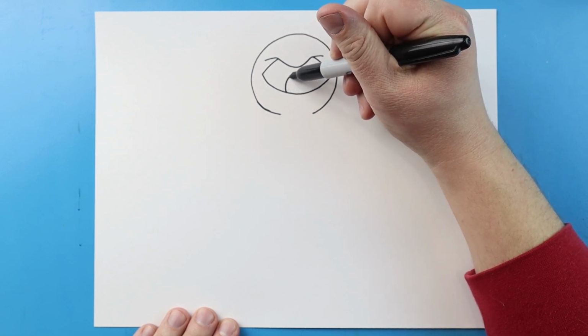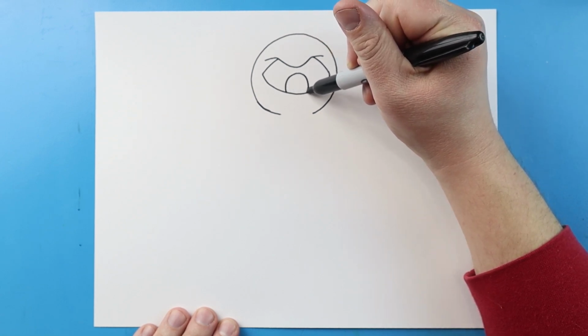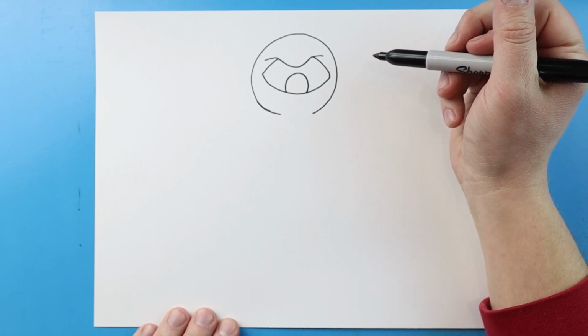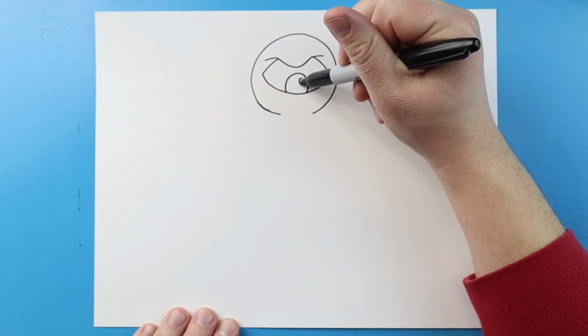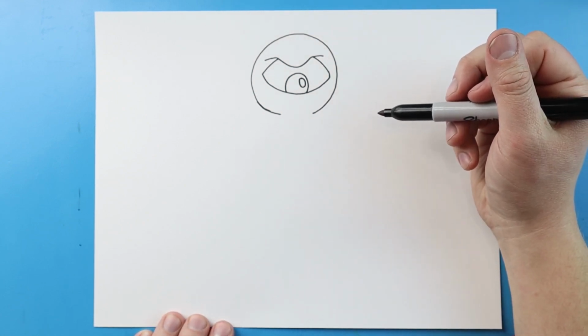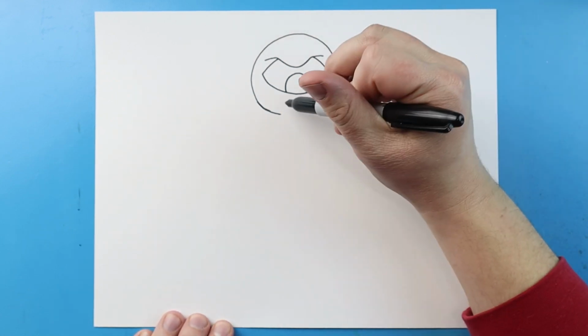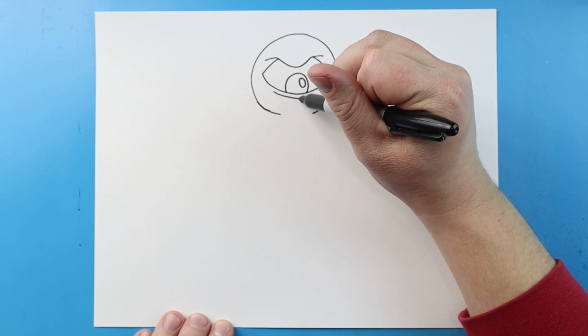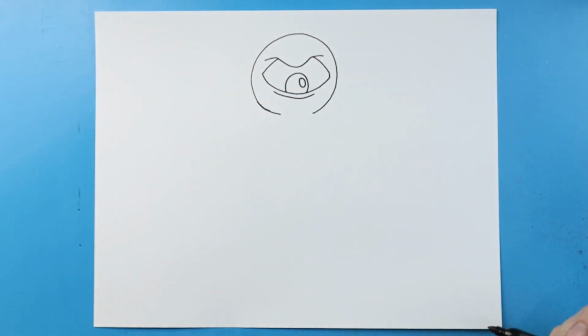Then right inside of here, let's make an oval shape for the pupil. Then we'll add a smaller little oval shape right inside of here for like some reflections. Then I'm just going to add one more little curved line underneath here for some detail.